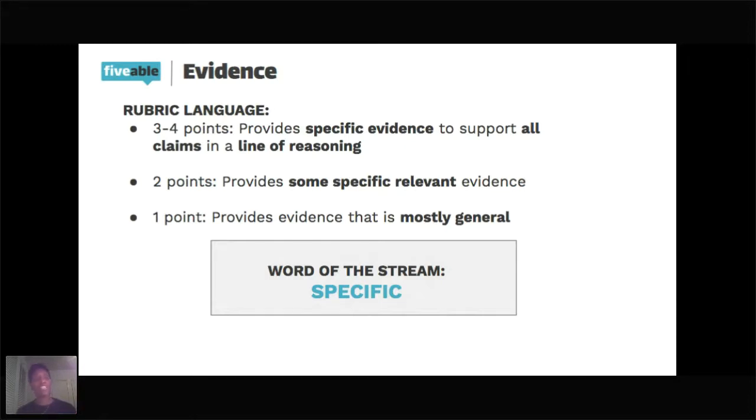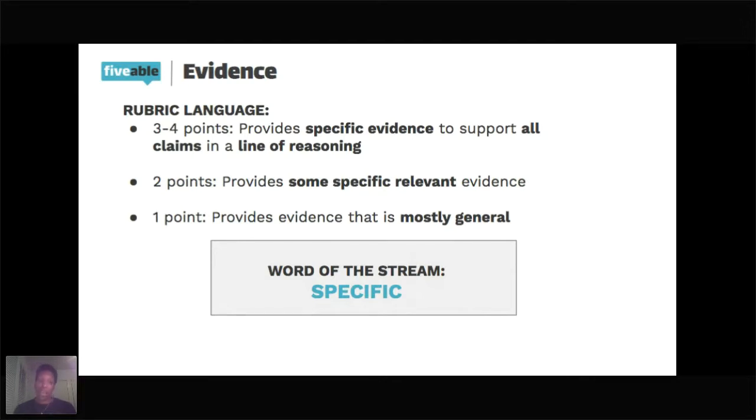The difference in the language between the 3 points and the 4 points is very similar. And so it just makes sure that you have specific evidence to support all claims in your line of reasoning, and that you haven't made claims in your thesis that aren't supported in your essay. So that's important too, that you make sure that everything that you put in there can be supportable.